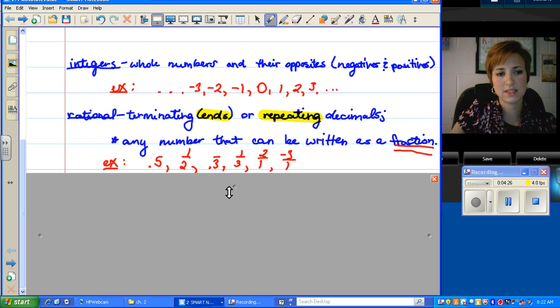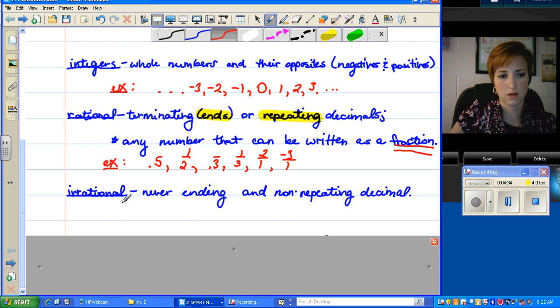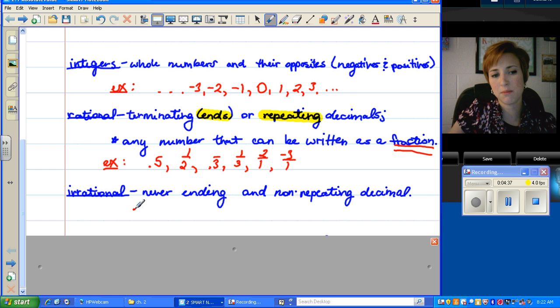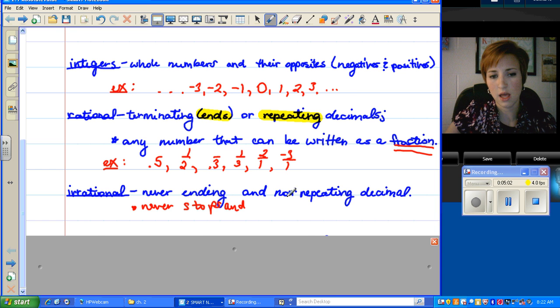And then our last subset is irrational numbers, and it's never ending and non-repeating decimals. And I always like to mention that that means if you were to put an irrational number in your calculator, the decimal would never stop. And when it says non-repeating, that means there's no pattern to find. Like a number might repeat once or twice, but there won't be a pattern to it. So never stops and no pattern.